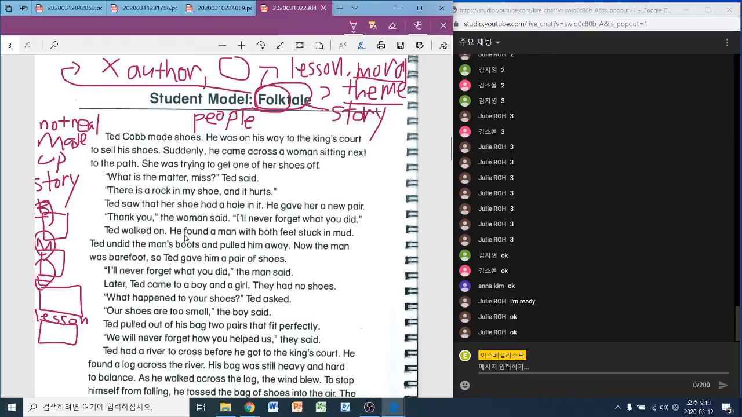Ted walked on. He found a man with both feet stuck in mud. Ted undid the man's boots and pulled him away. Now the man was barefoot. No shoes. So Ted gave him a pair of shoes.